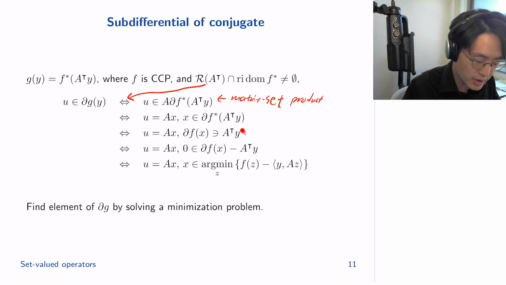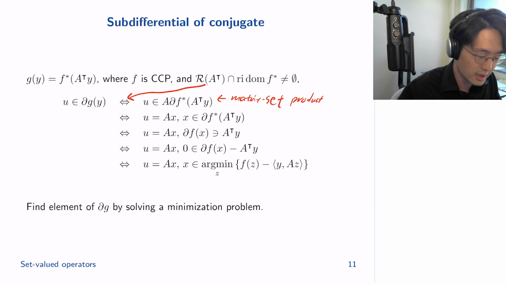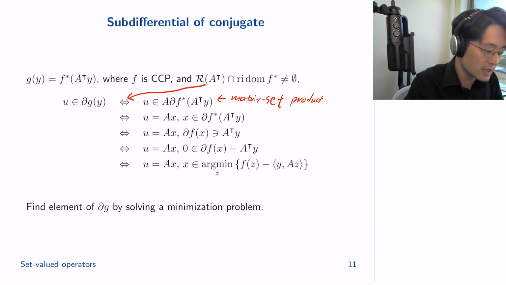Next, this is just a vector, so we can put this on the left-hand side as a subtraction, and then we switch the left and right side. So we have 0 within partial f of x minus A transpose y. And then again, this holds if and only if, because this is the familiar optimality condition of solving this optimization problem.